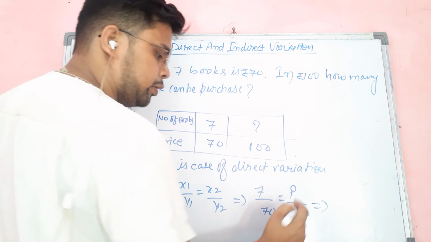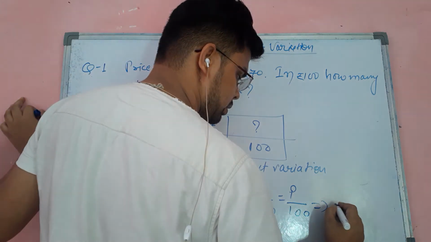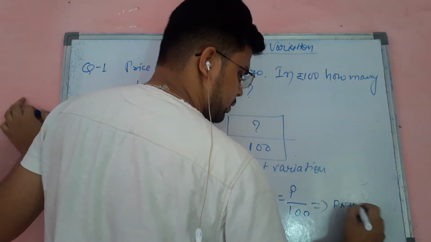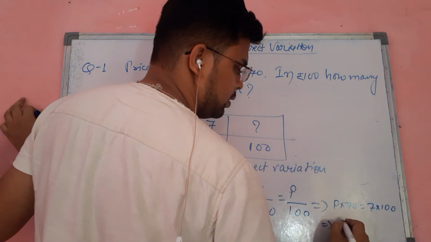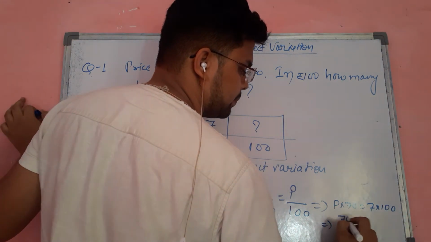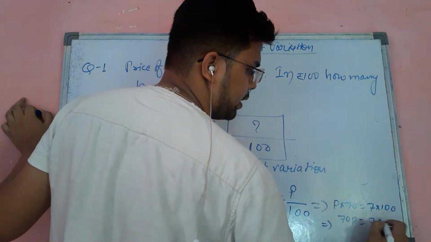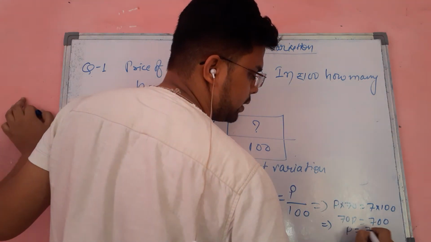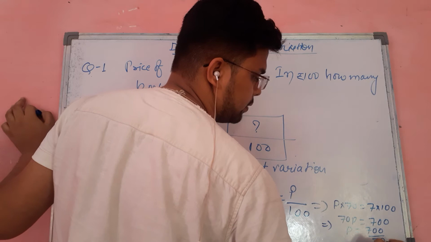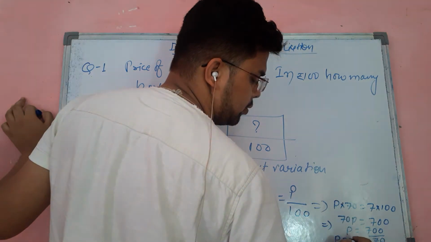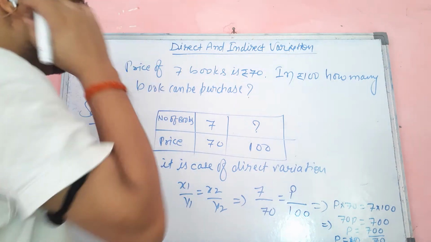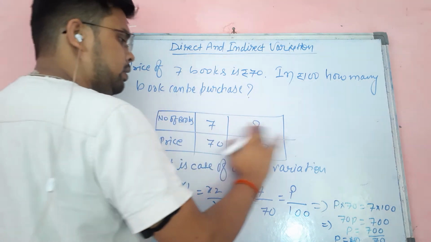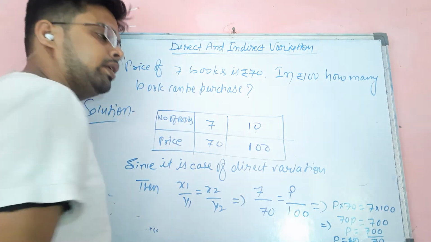Now what I will do? I will do the cross multiplication. P into 70 is equal to 7 into 100. So 70p is equal to 700. So p is equal to 700 upon 70. So p is equal to 10. In 100 rupees, how many books can we purchase? We can purchase 10. This is the answer.